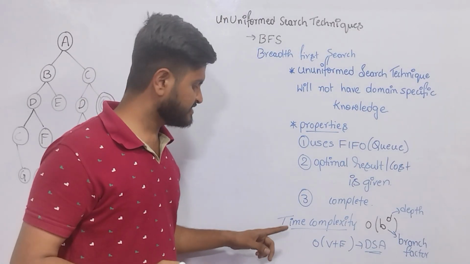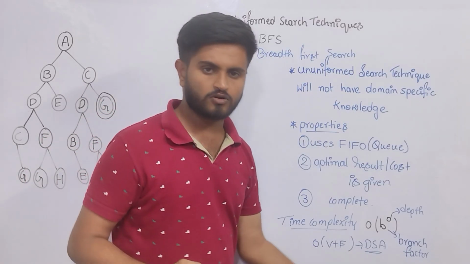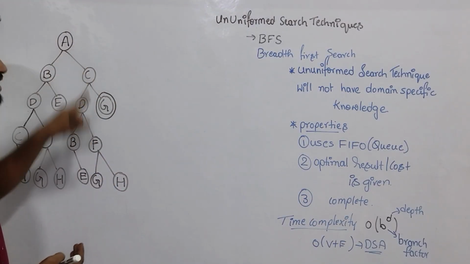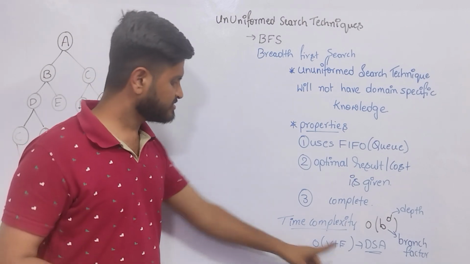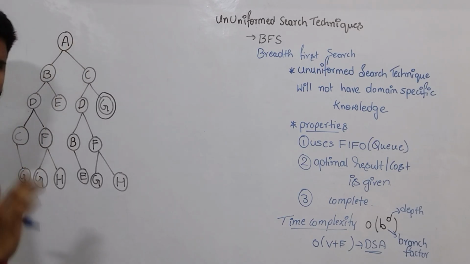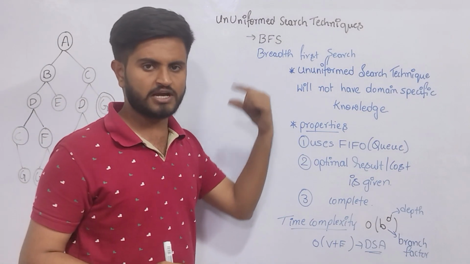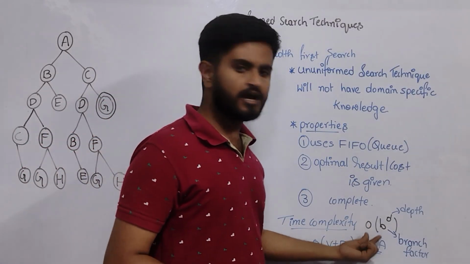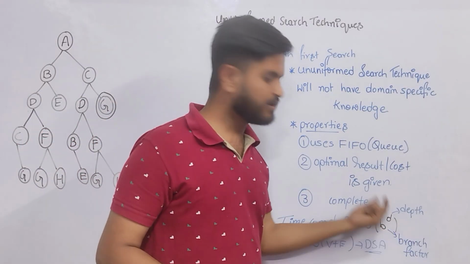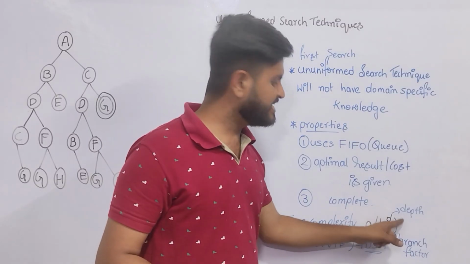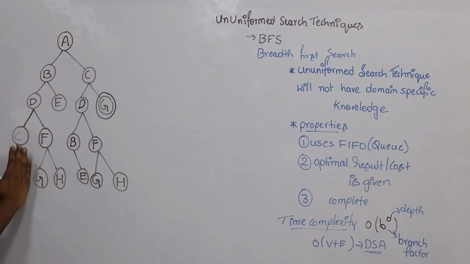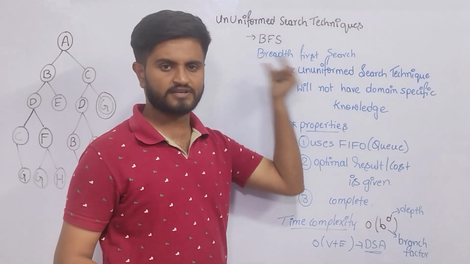Now the time complexity. In data structures and algorithms, we represent it as order of V plus E. V means vertices, and A, B, C, all of these are called vertices. E means edges. Two vertices connected using a line is called an edge, and it forms the relationship between the two vertices or nodes. From the perspective of artificial intelligence and machine learning, it is order of B power D, where B is the branching factor and D is the depth of the tree or graph you are using. So here let us consider this question and solve it using the BFS searching algorithm.